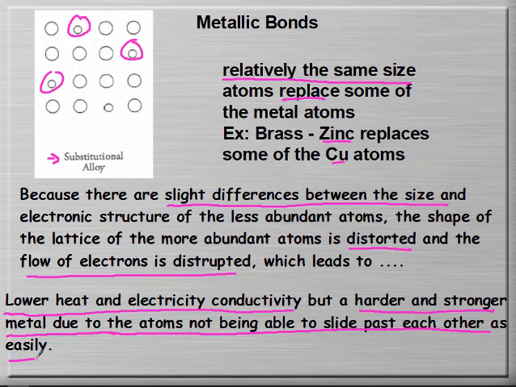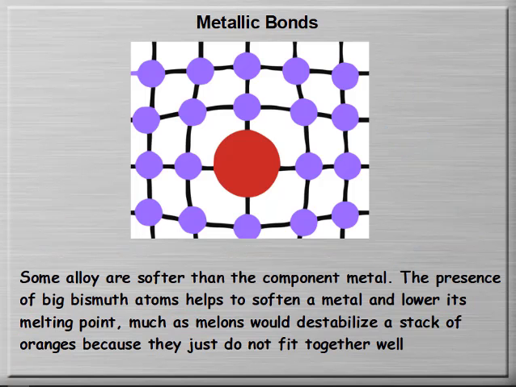So generally your alloys are going to be harder and stronger than the original metal, and their properties are going to be different as well. Generally, they're going to have lower heat and electrical conductivity. Some alloys, though, are going to be softer than the component metal. And that's when we do substitutional, but instead of replacing it with a smaller atom, it's with a much larger atom. So in this case, we have a giant bismuth that's going to soften the metal and lower its melting point because it's destabilizing the structure.